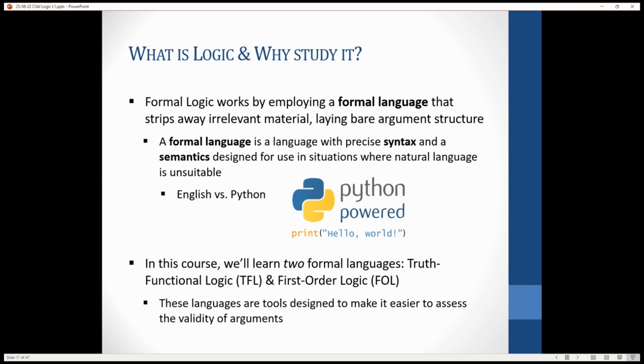So what are we going to do in this course? We're going to learn two formal languages. The first formal language is truth functional logic. This is going to be a stepping stone to get us to first order logic, because first order logic is where the money is. So in effect, what we're going to do is learn TFL. That's where we're going to learn to walk. And then FOL is when we start to maybe lightly jog. That's the plan.